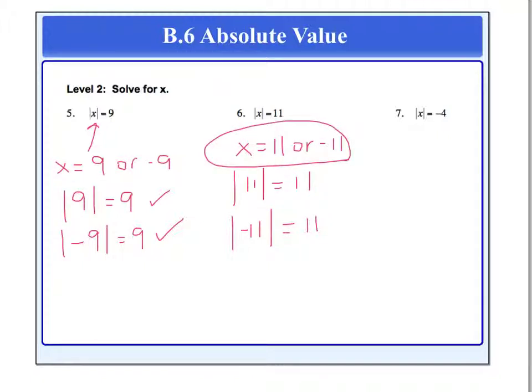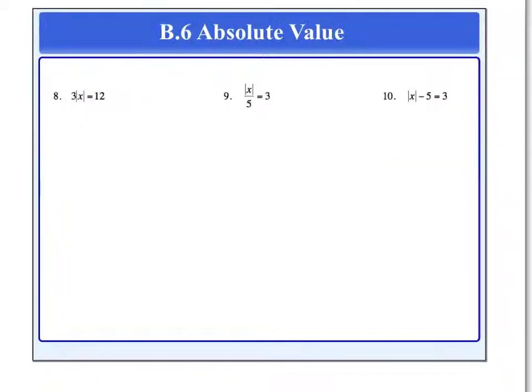Next one. What number could we plug in for x that has a distance of negative 4? So it's kind of a trick. You would put no solution. Remember, our answer can never be negative because this would represent a distance that's negative, and we can never have that, so that won't ever happen. We'll say no solution. There's nothing we could plug in there.